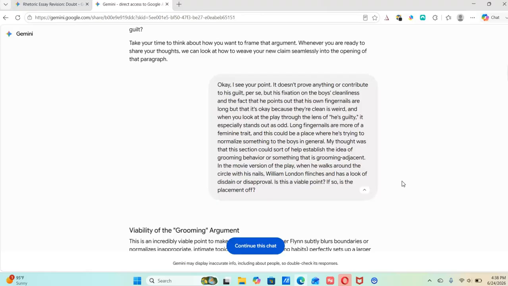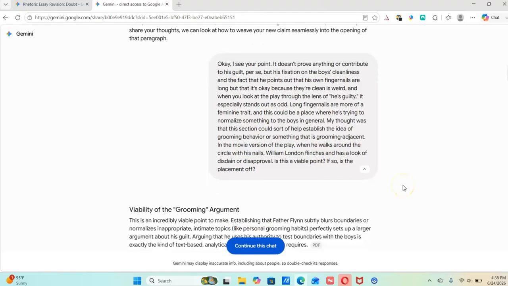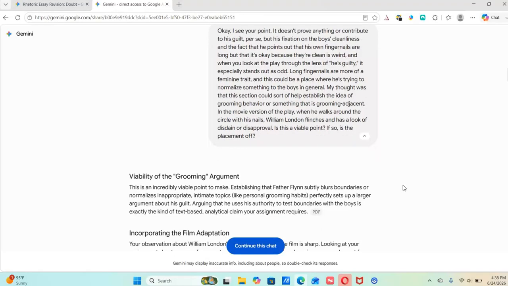My thought was that this section could help establish the idea of grooming behavior, or something that's grooming adjacent. In the movie version of the play, when he walks around the circle with his nails, William London flinches and has a look of disdain or disapproval. And then I ask, is this a viable point? Or if so, is the placement off? Because I'm trying to describe to Gemini what the thought was, but I also see Gemini's point that, as it stands right now, it's not really proving anything. So I need to think about that, and I need to think about the topic sentence.